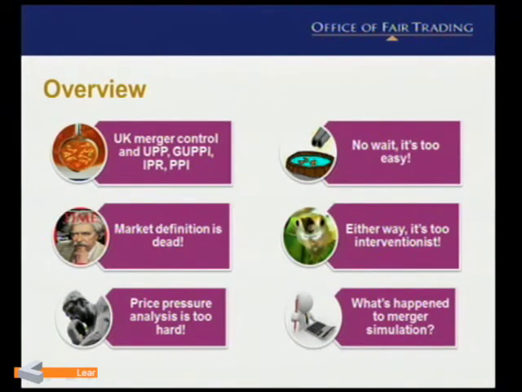Before I do that, I'll give an overview of UK merger control and UPP, Guppy, IPR, and PPI. So what we have here in the top corner is a picture of soup that's really popular with kids in the UK. This is a tomato soup that has vegetables in it and little letters made out of pasta, and this is called alphabet soup. And commentators in the UK have taken to referring to price pressure analysis as alphabet soup. So what I'll do is explain UK merger control and then the ingredients of alphabet soup, but only briefly because Joe and the others have been over that already.